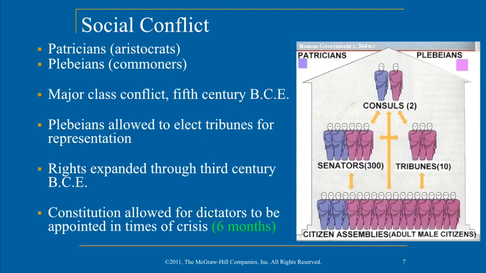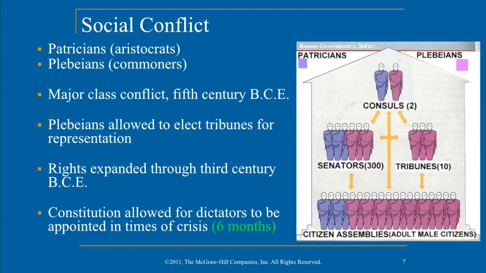So amongst the citizen assemblies of all adult male citizens, they decide to say, okay, there are 300 senators who we're going to have, and we're going to mix them in with some plebeians, and then we're going to have some tribunes. We're going to have an equal amount of voice to the senators, and they're going to try and help to elect consuls and help to pass laws and things. And these rights are going to get expanded through the 3rd century BCE, and this constitution allowed for dictators to be appointed in times of crisis.